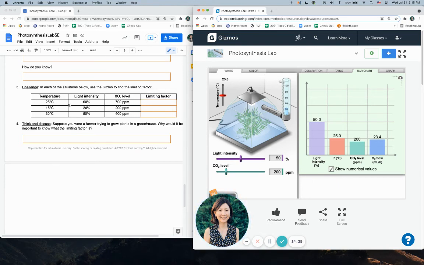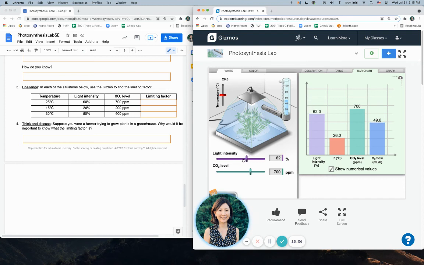So let's go ahead and do the first one. So if it's 25, light intensity is 60. And CO2 level is 700. Okay, let's go ahead and see which one of these is able to increase the oxygen beyond 48.1. So nope, this one is not able to move it any higher than 48.